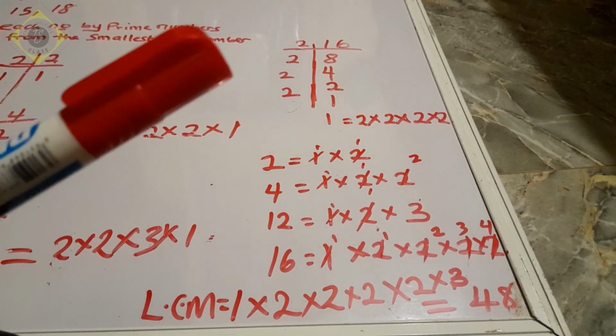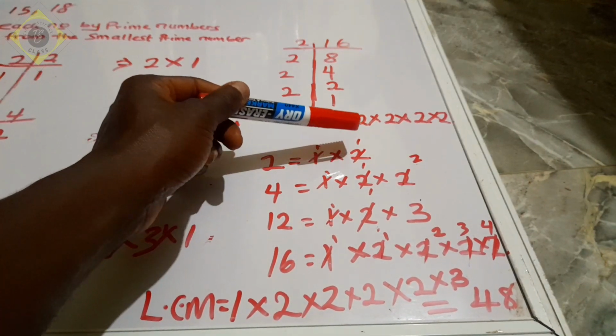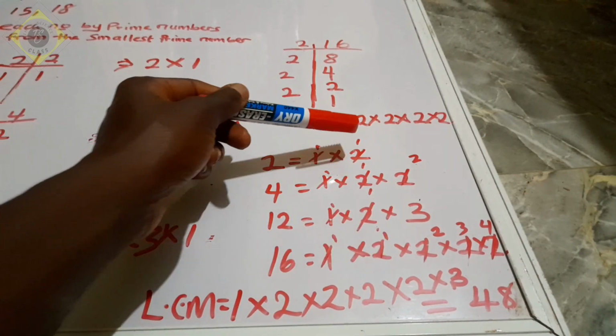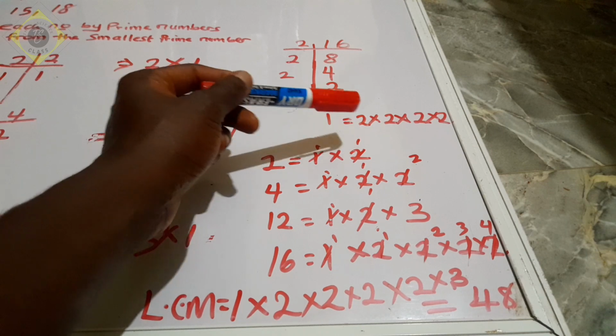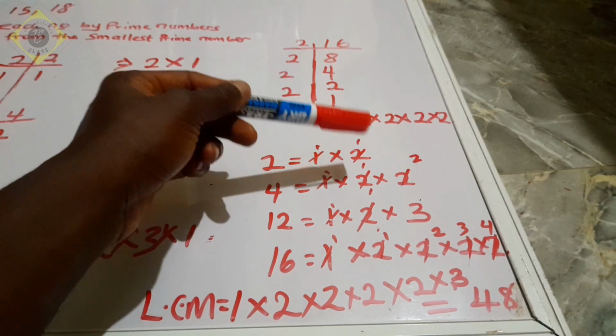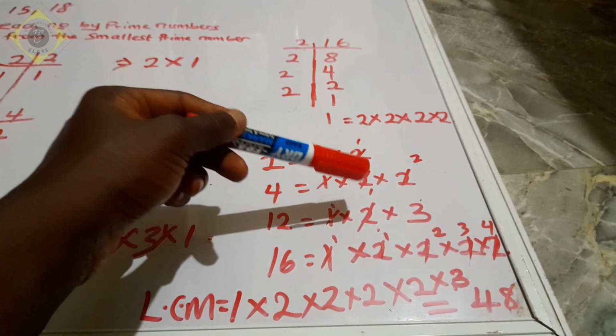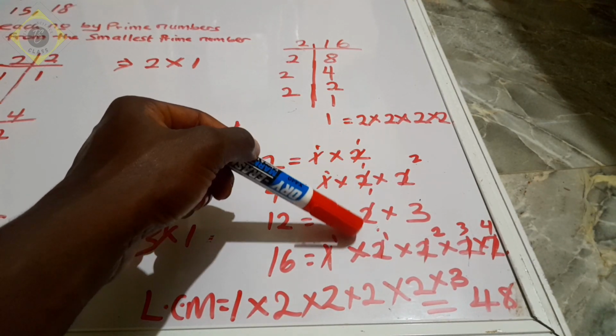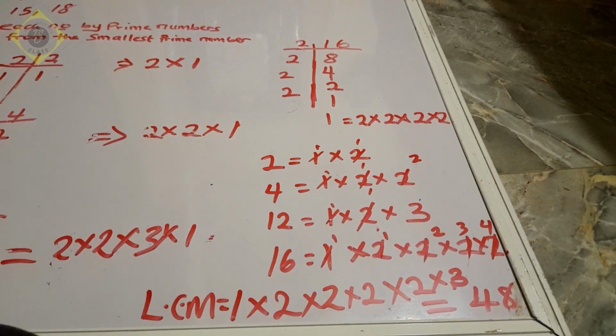What is common again? 2 is common to all of them. You can see 2 here, you can see 2 here, you can see 2 here, you can see 2 here. That's the first 2. Can you see? It's having 1 on top. So 2 is common to all the factors.